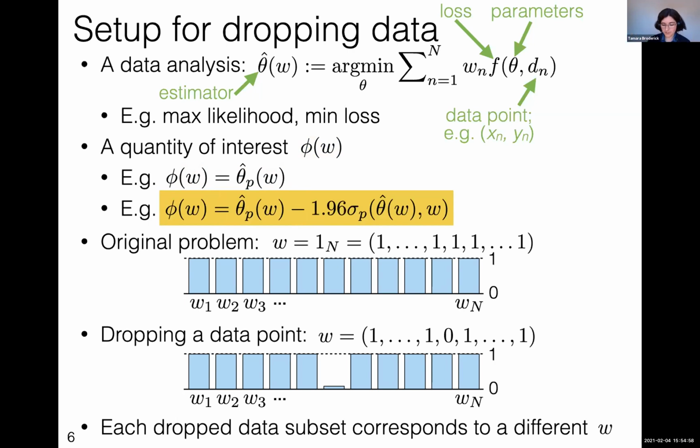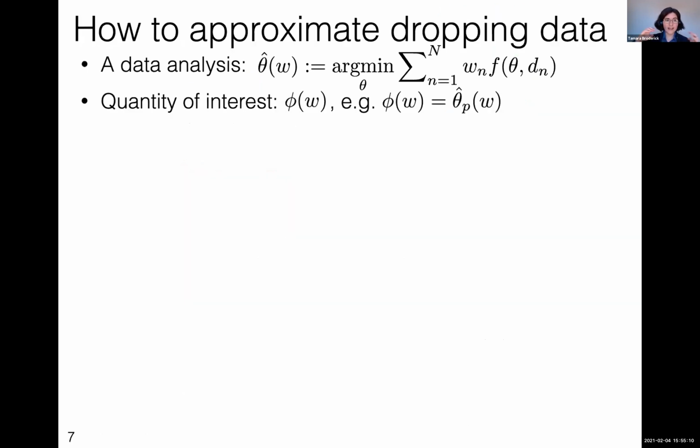Okay, so at this point, we've just had this unusual way of describing dropping a bunch of data subsets. We haven't really done anything yet, but this will really set us up for the approximation, which we're going to show on the next slide. First of all, on this slide, I just have the general data analysis as a function of W at the top, and then the quantity of interest right below it. So these are just repeating from the previous slide.